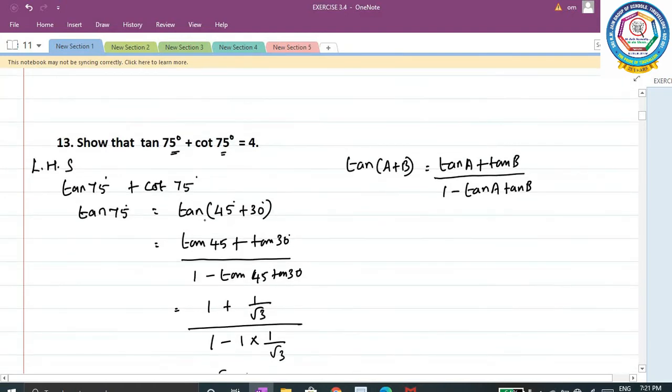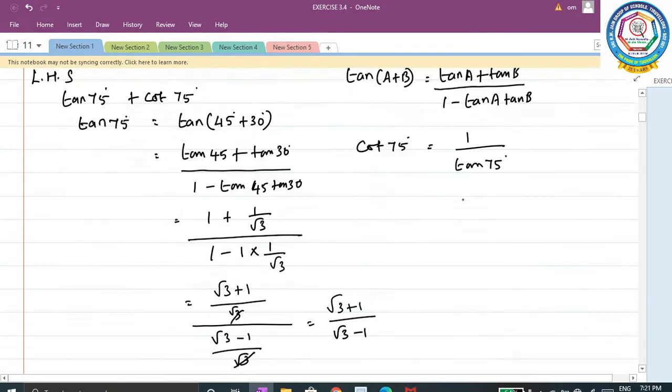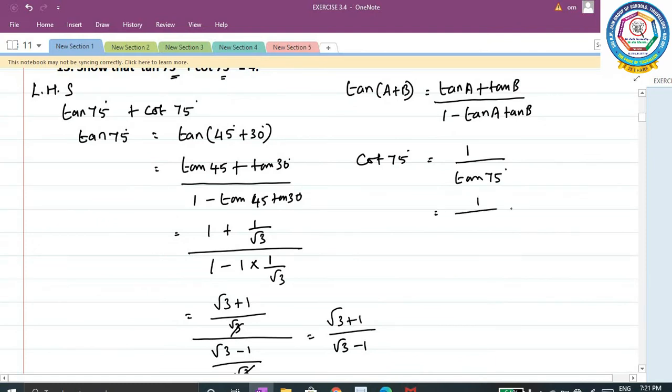But next one, cot 75 degree. Cot 75 is equal to the reciprocal of tan 75 degree. Tan 75 degree we got the answer, so 1 by root 3 plus 1 by root 3 minus 1. It will become the reciprocal: root 3 minus 1 by root 3 plus 1.